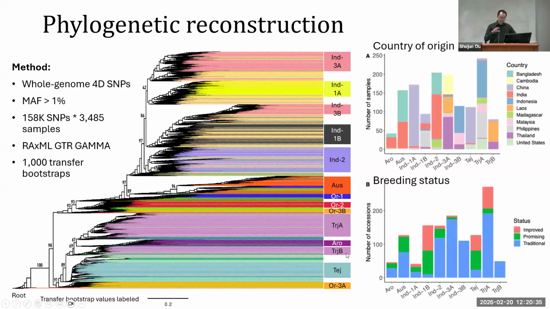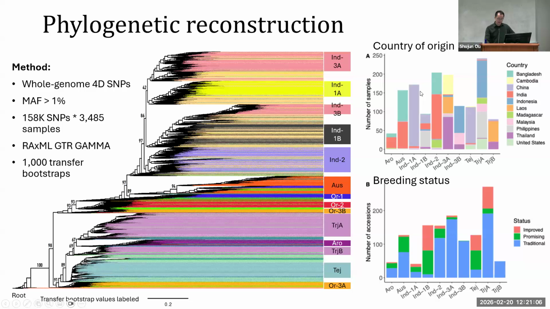And because this rice was sampled in different countries and in different breeding status, we can even know what the representing groups are. For example, this indica 3A are mostly traditional, not improved, just from farmers' collection, and they were collected from Cambodia, Laos, and Thailand. So this is mainly South Asia, Southeast Asia varieties.